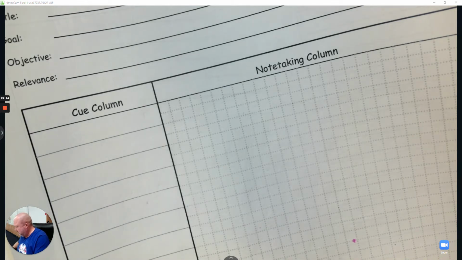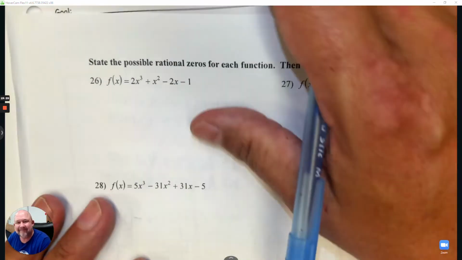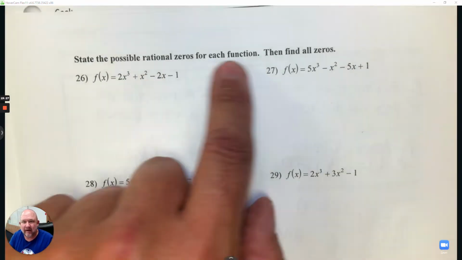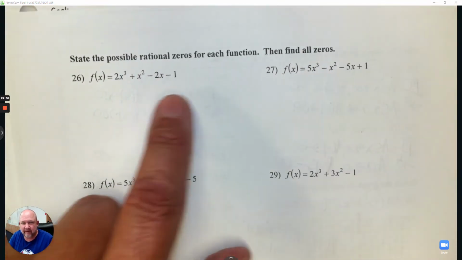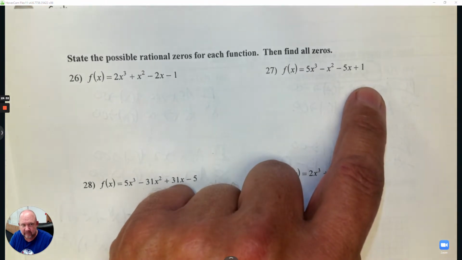Where's the next page? All right, end part. Oh, it's on the back side. Huh? Here it is.